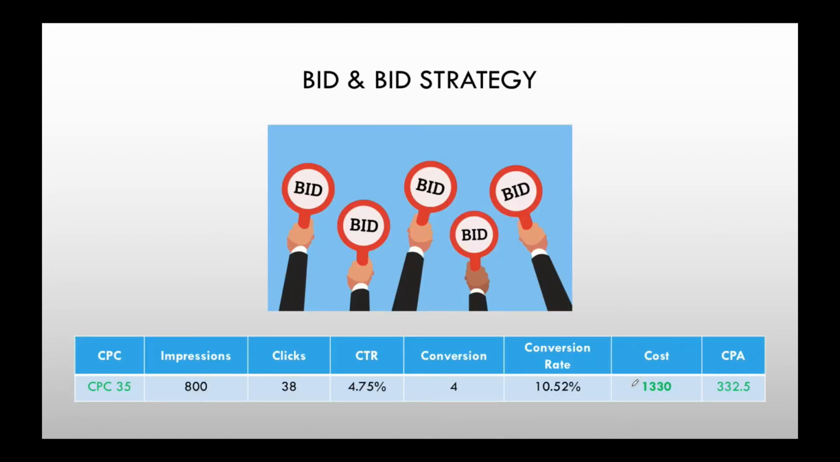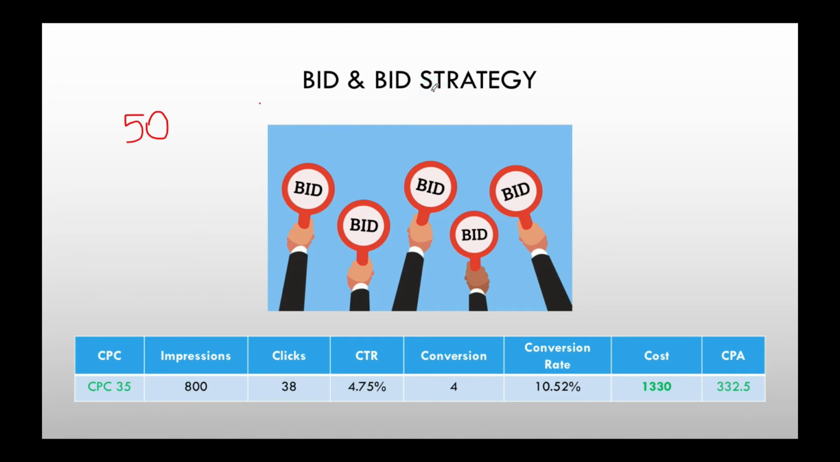Then you have bid and bid strategy. So a bid is something that you pay, some monetary value. Let's say you're paying the network 50 rupees. That is called a bid. But how are you paying 50 rupees? When exactly are you paying 50 rupees? That is called bid strategy.